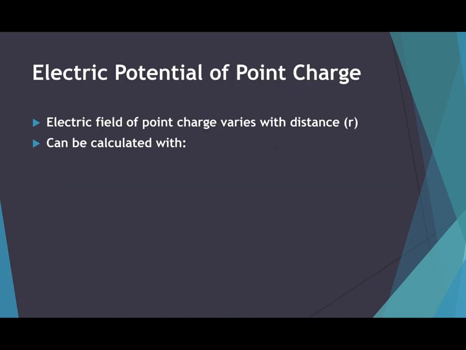Okay, and so we start with the electric potential of a point charge, and a lot of this has to do with the fact that its electric field varies with distance. So as you move further away from the point charge, the field weakens, and this also changes how we view the electric potential, the voltage, because voltage and electric field are definitely related to each other.